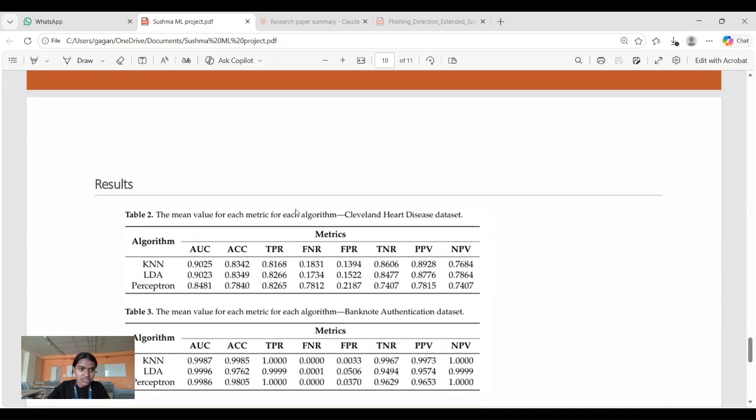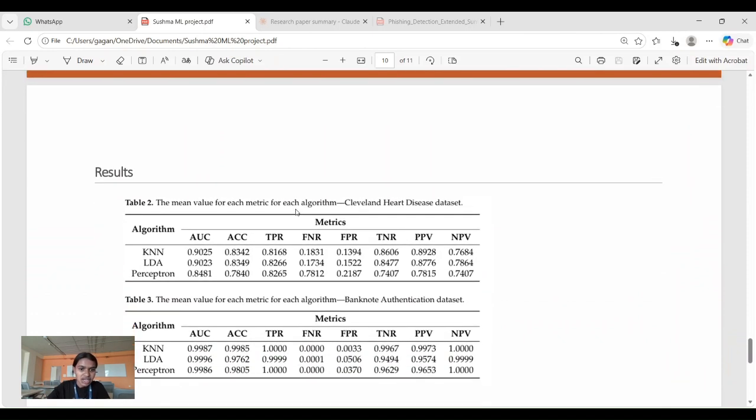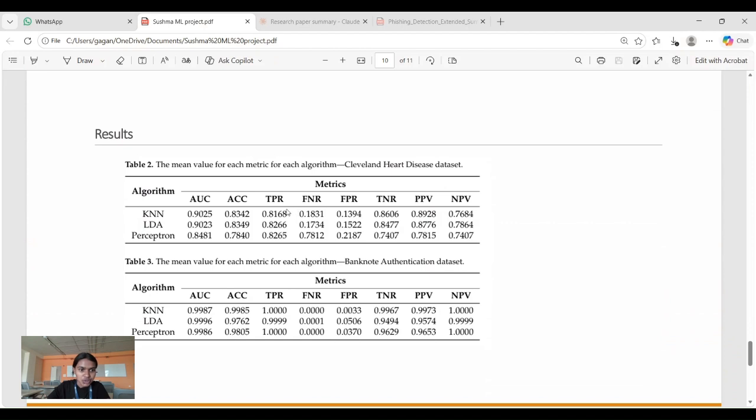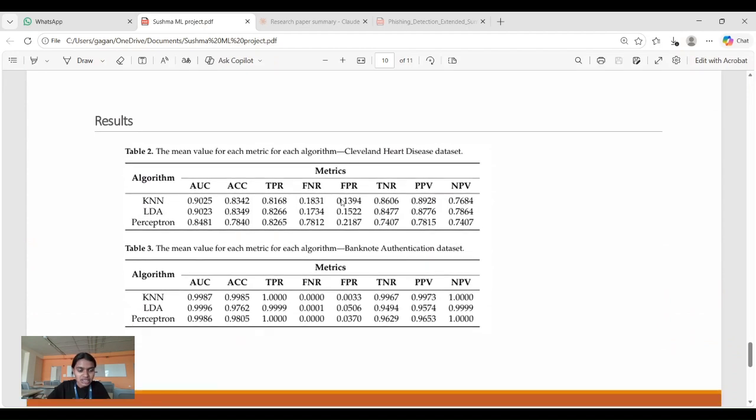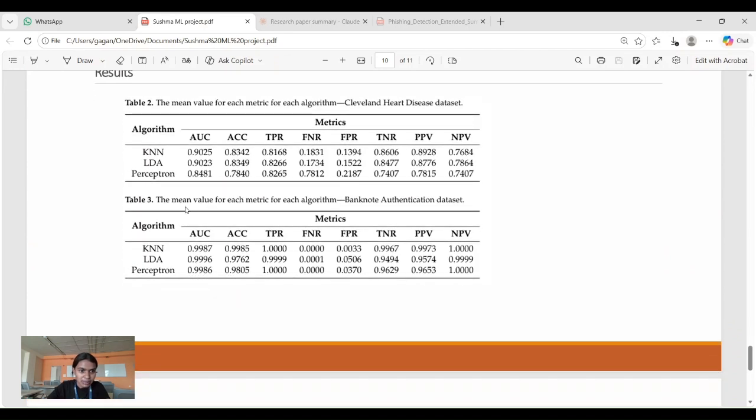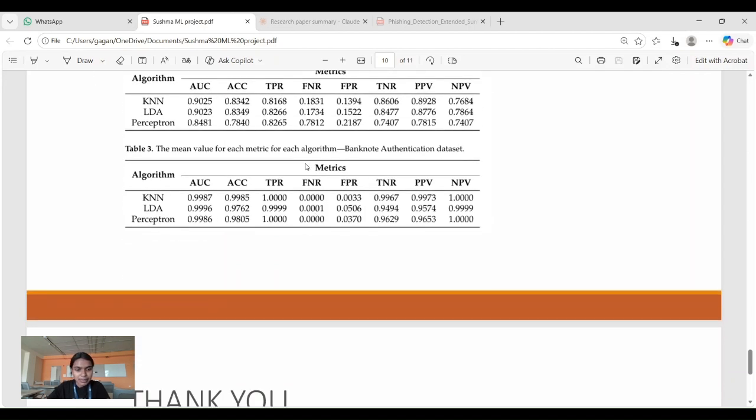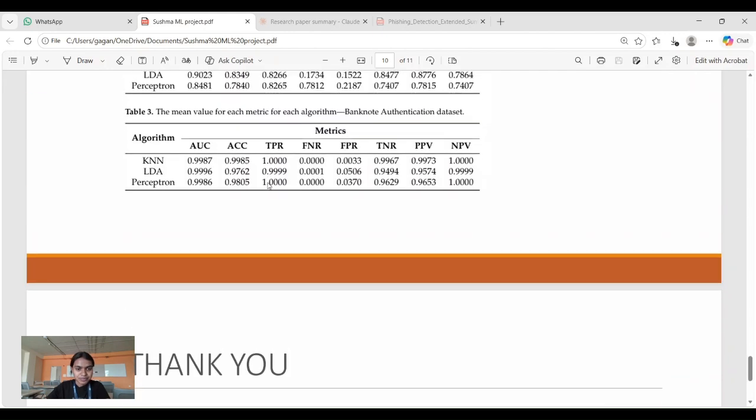The results show the mean value of each metric for each algorithm, showing the algorithm and metric results. The second one is the mean value for each metric for each algorithm. With other data, a different result will come. Thank you.